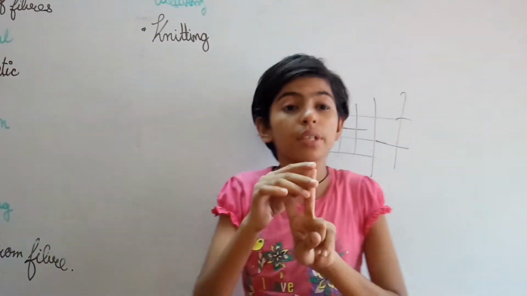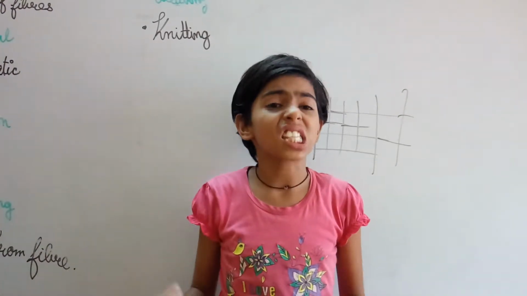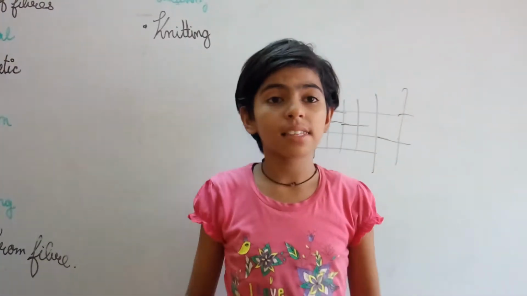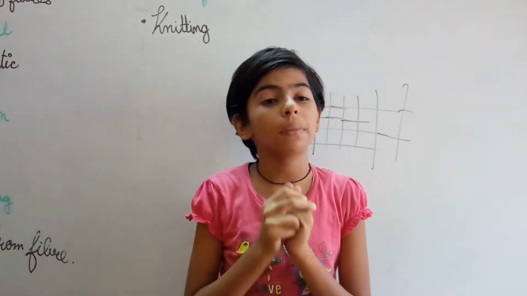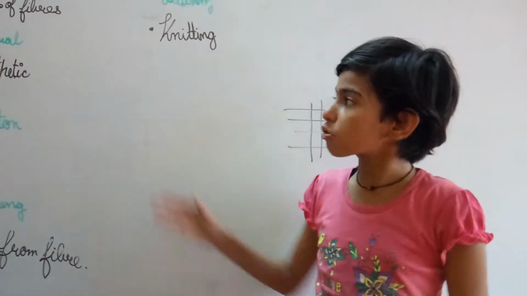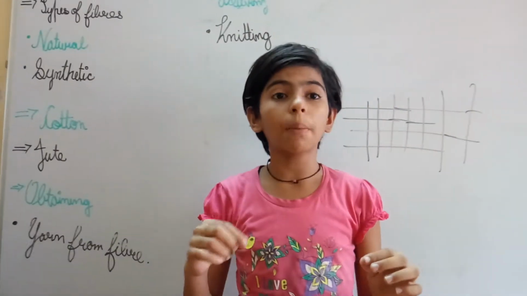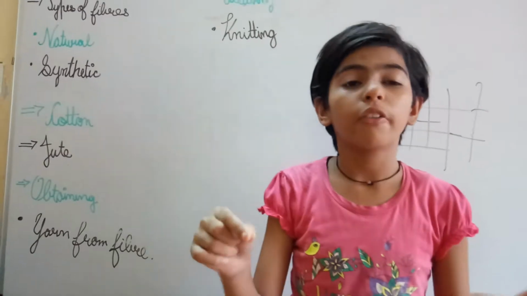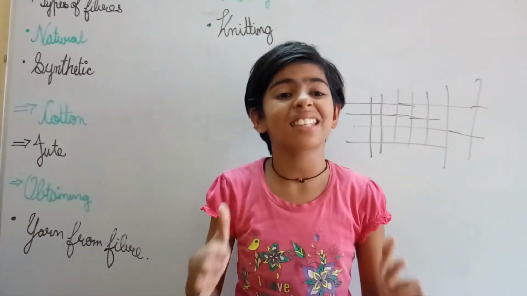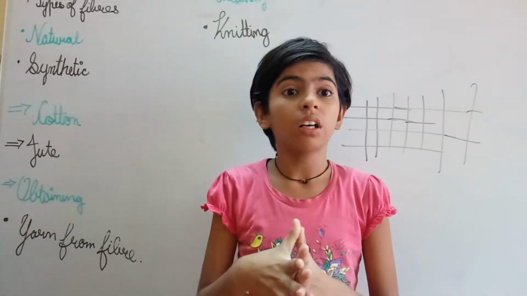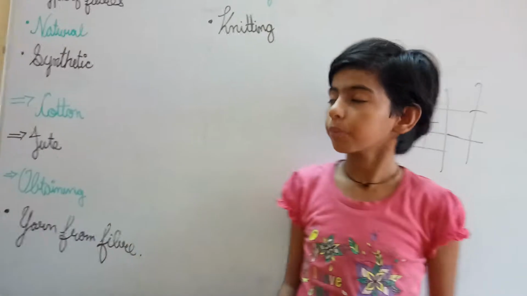Now the second part, which is animal source. Animal source fibers we obtain from animals, like wool and silk. Wool is obtained from sheep and silk is obtained from the silk moth. Now synthetic fiber. Synthetic fiber means fiber made from chemicals, known as synthetic fiber, artificial fiber or man-made fiber.